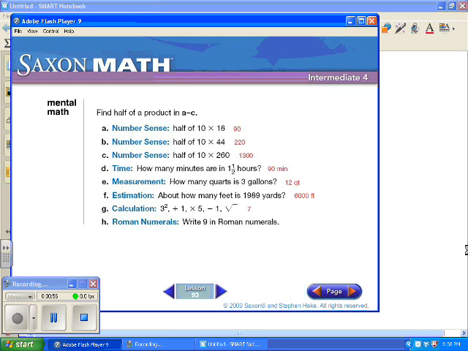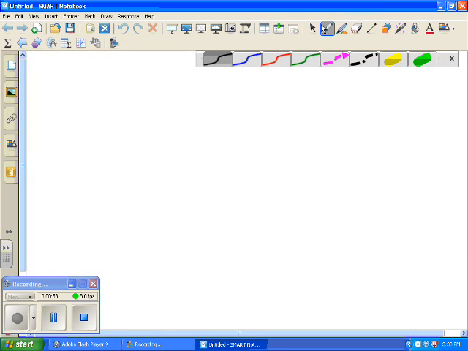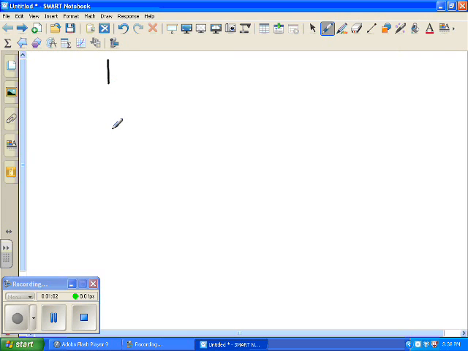Okay, Roman numerals. Write 9 in Roman numerals. So let's talk a little bit about Roman numerals. We have in the past, but not a whole lot. Okay, this is the Roman numeral 1. Sometimes you'll see it written like this. This is the Roman numeral 2. This is the Roman numeral 3. However, 4 is a little different.